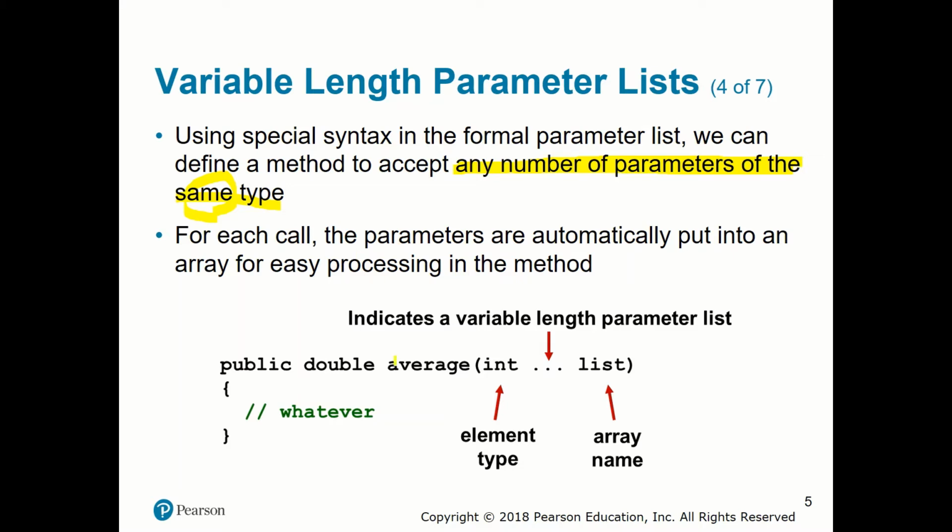Okay, so see this one, average is the method name, and this part is the parameter part, right? So here we can put these 3 dots. Okay, this indicates a variable length parameter list. Okay, and this is the element type, and this will be an array name. So this means that any number of parameters can be passed to here. Okay.